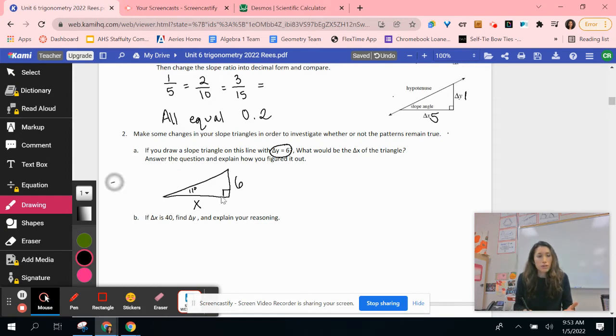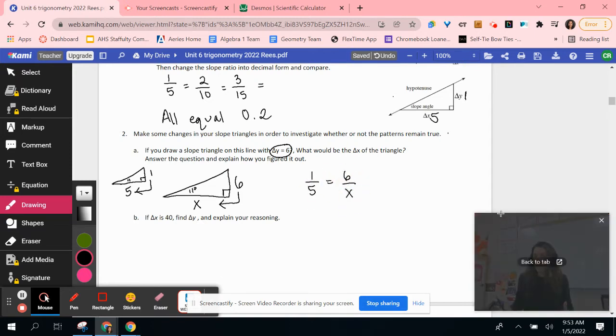By similarity, I'm going to draw my original slope triangle, the simplest one. This was my 90 degrees, this is 11, this is 1, this is 5. So I'm going to say 1 over 5 needs to be equivalent to 6 over x. Okay? So 1/5 equals 6 over x.